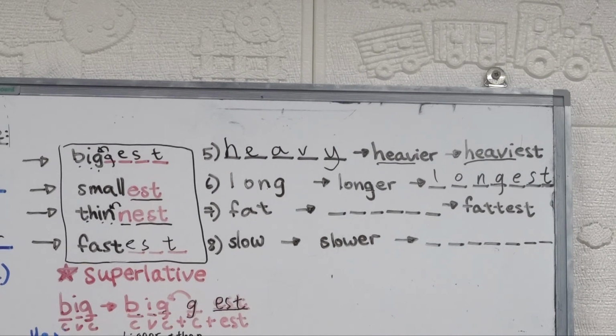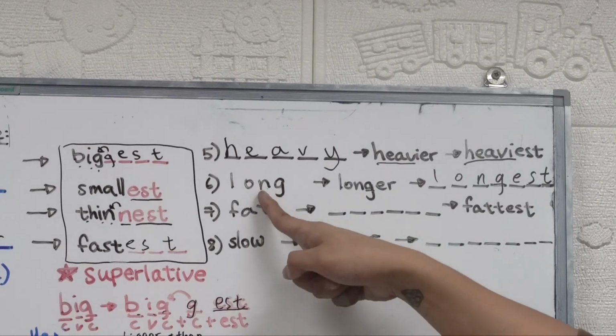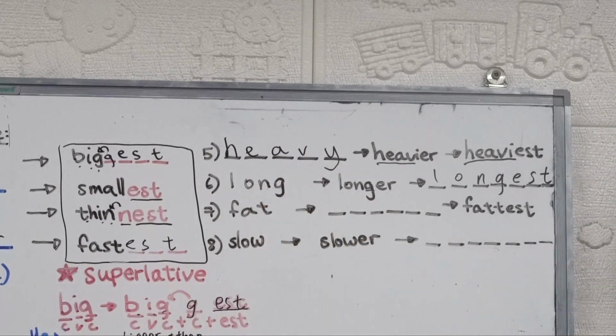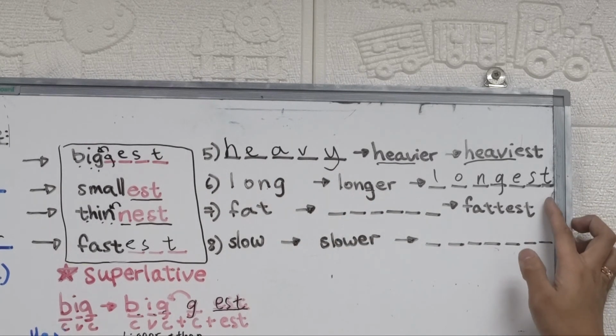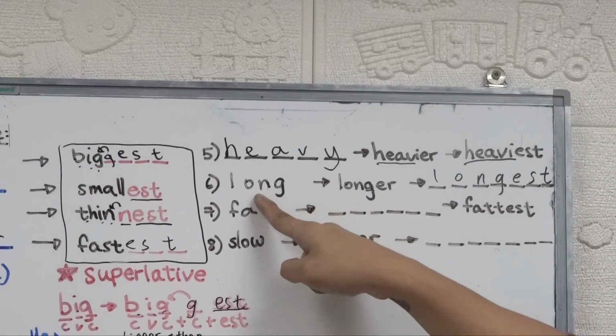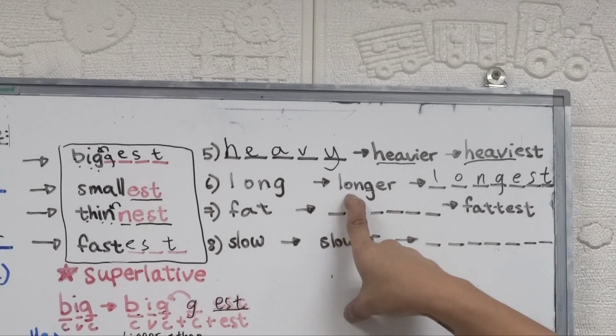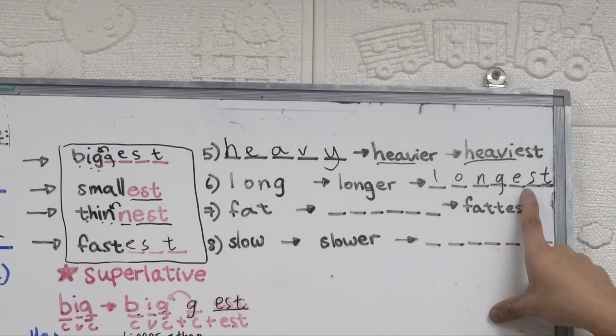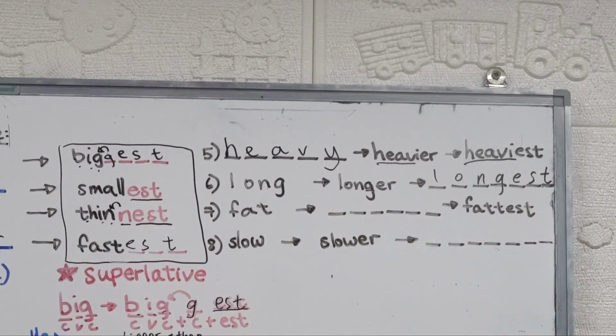Longest. So, I am long, but my brother is longer, right? But my dad is very tall, right? So he's the longest, right? So I have long legs, but my older brother has longer legs, and my father has the longest legs. Okay? Longest.